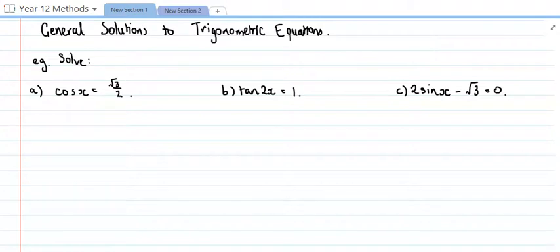I'm going to attempt to solve three trig equations here with getting general solutions. It is going to take more than one video, I believe, so let's just see how we go as we get stuck into it. There are some rules that you can use to do these. I actually generally prefer to just find the solutions and then try to look for the pattern in them and go from there. So what I'm going to do is solve this equation here.